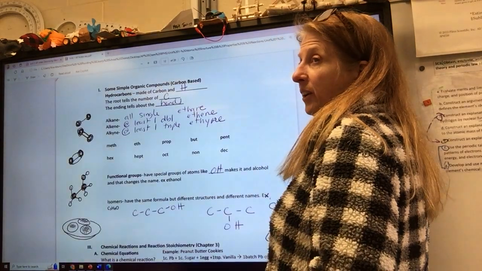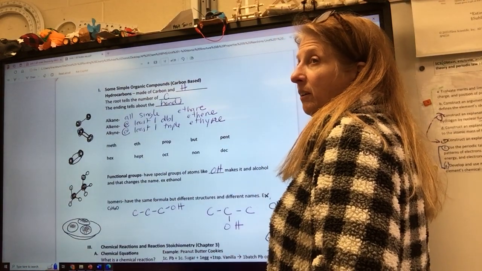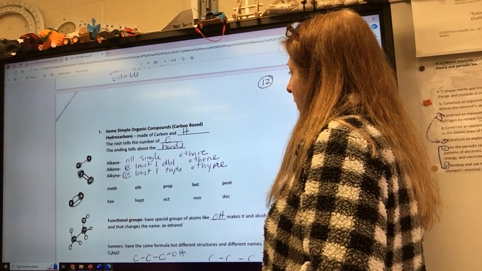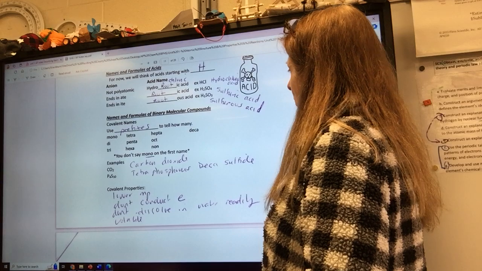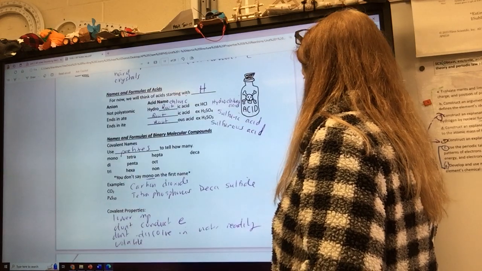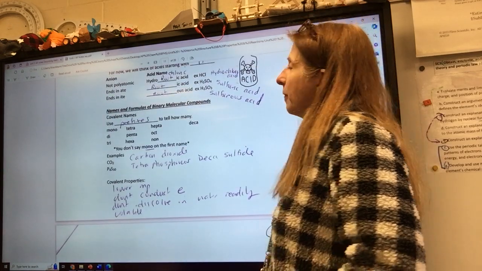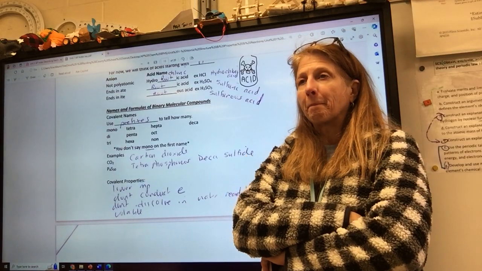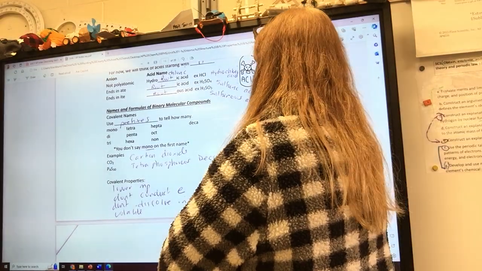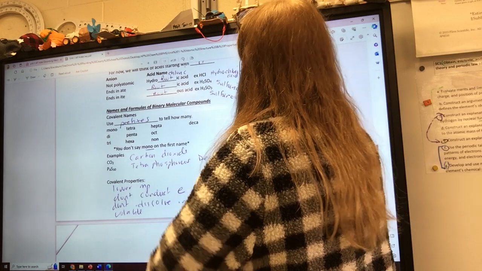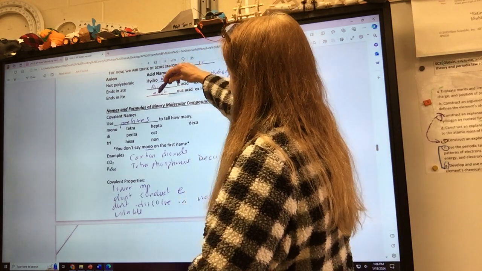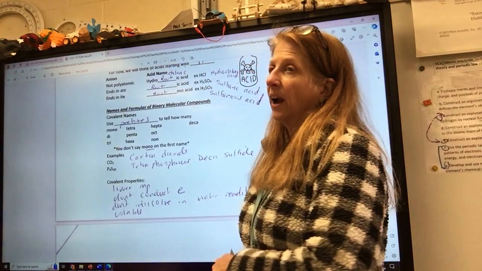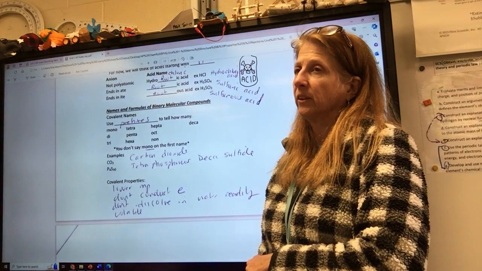Okay, did I go too fast there? Or did y'all have that? I see people writing, so let's go back a little bit. Because this is the part that's a little bit newer. Ends in ite, sulfurous acid, the root, then ous acid.